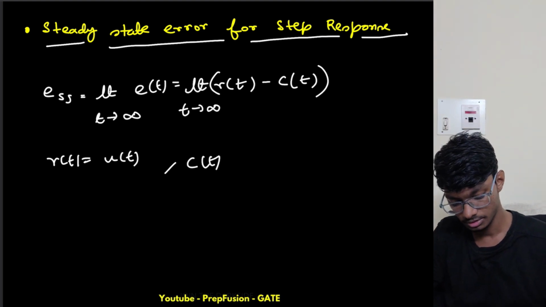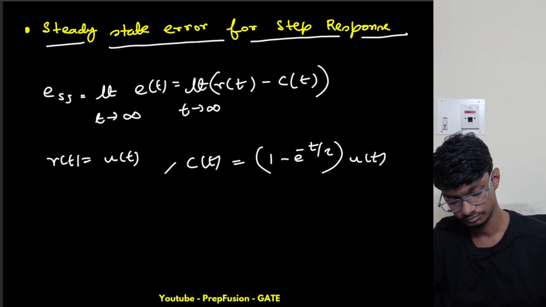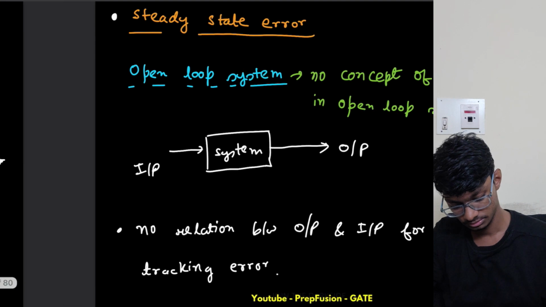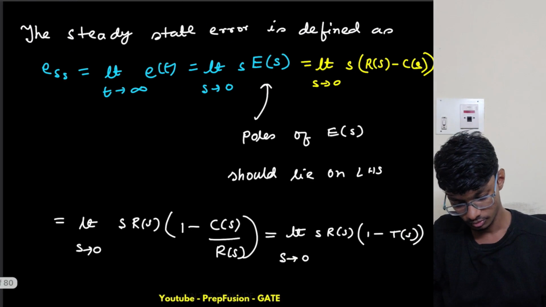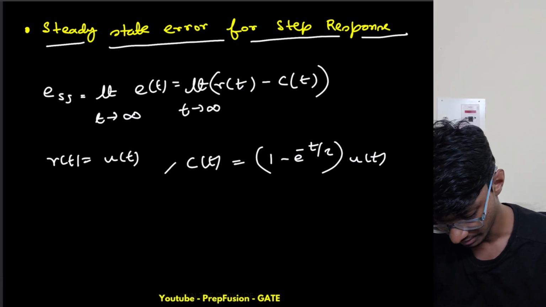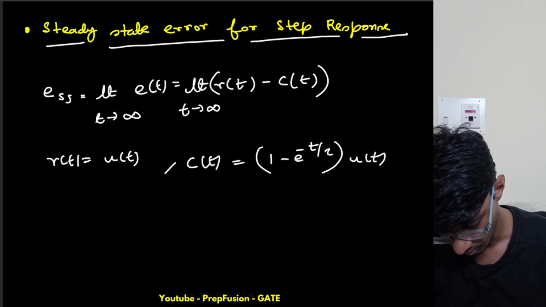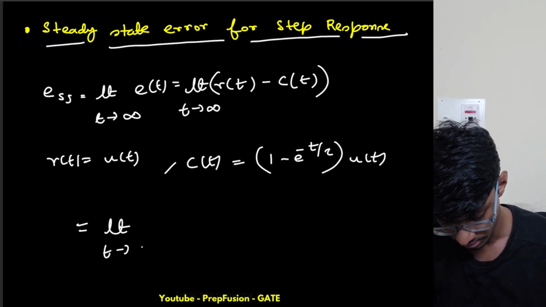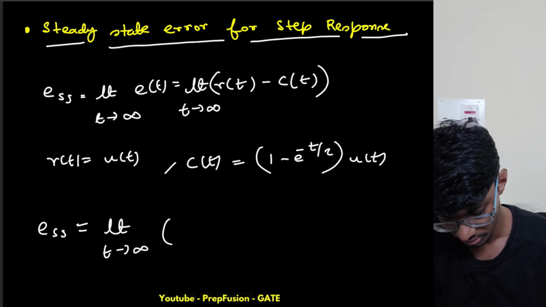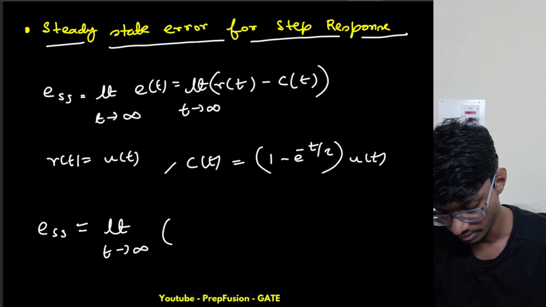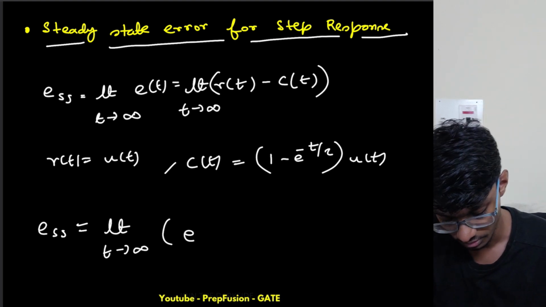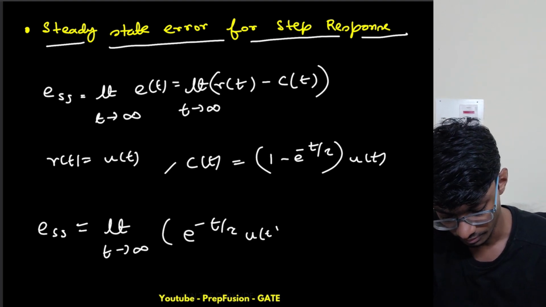And what is my C of t? C of t I got like this: 1 minus e raised to minus t upon tau U of t. This is my output C of t. So I will not replace now, I will just put this in the equation. Limit as t tends to infinity, this is my E steady state. So this is like U of t and this is like U of t only, so one U of t will get cancelled and we will be left with the exponential, minus t upon tau.